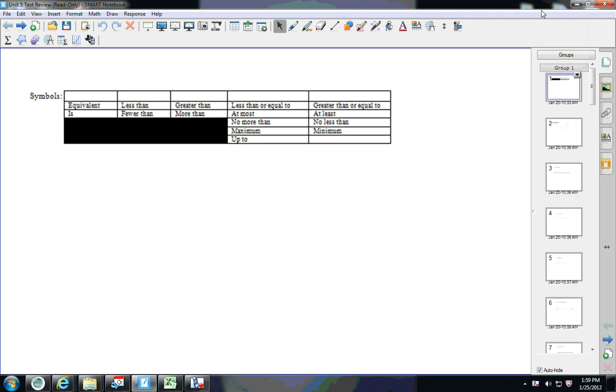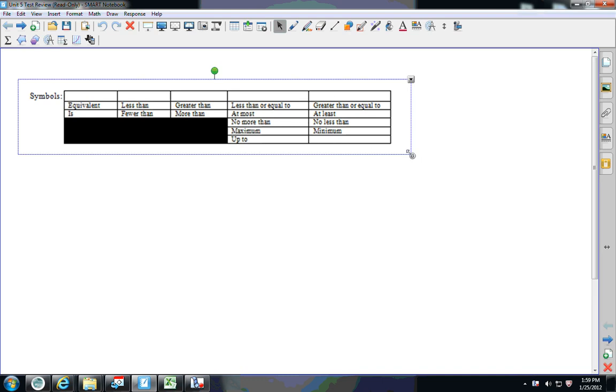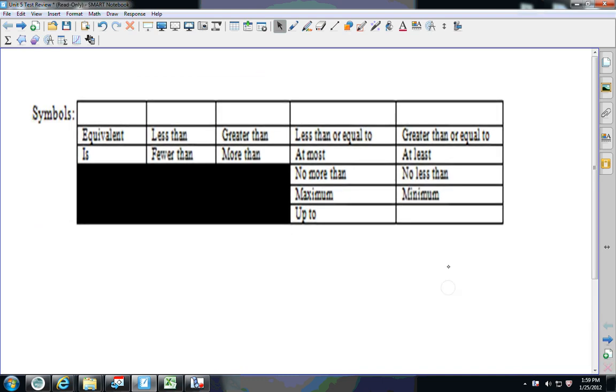This is a review over linear inequalities. First off, take a minute and see if you can figure out what symbols go up with these words. Let's see if I can make this a little bigger. There we go. Equivalent. Your symbols should be the equal to. Less than, fewer than, goes like this, pointing to the left.